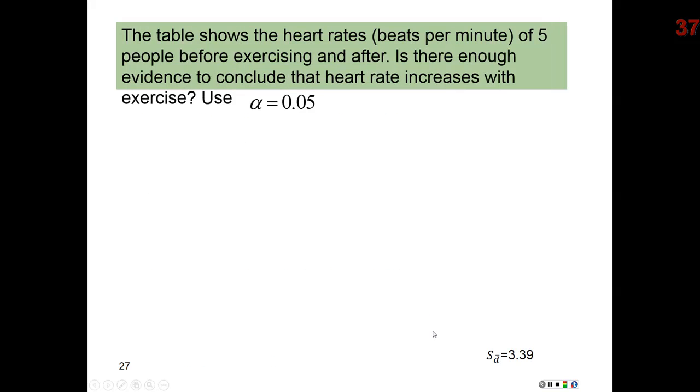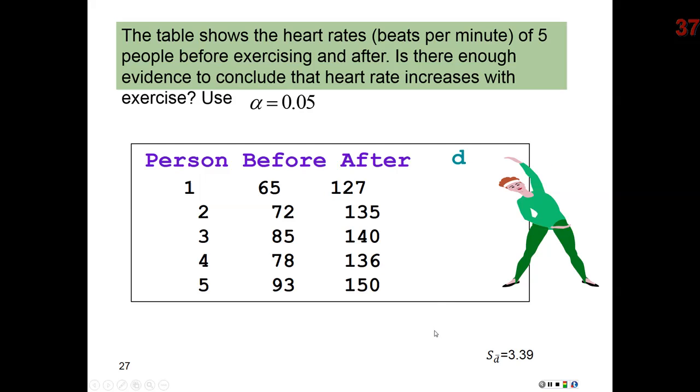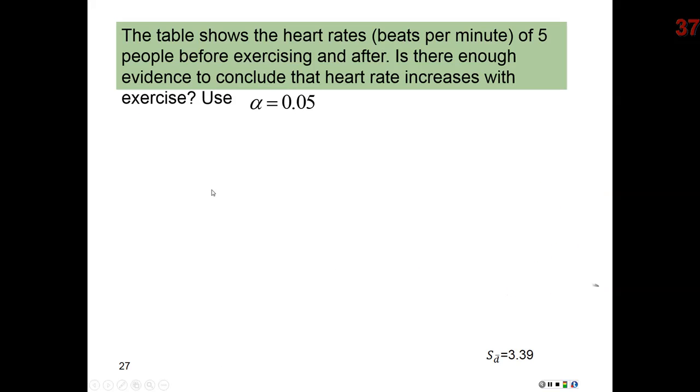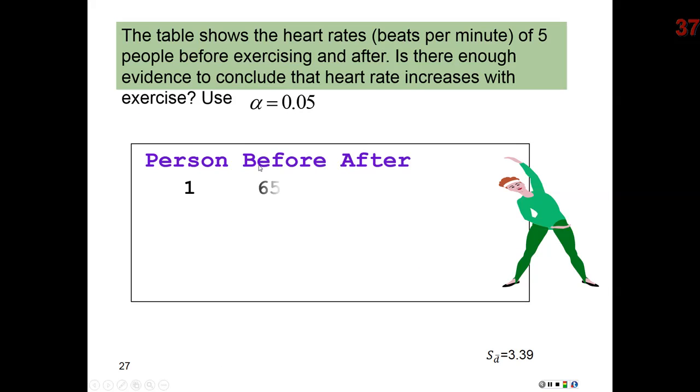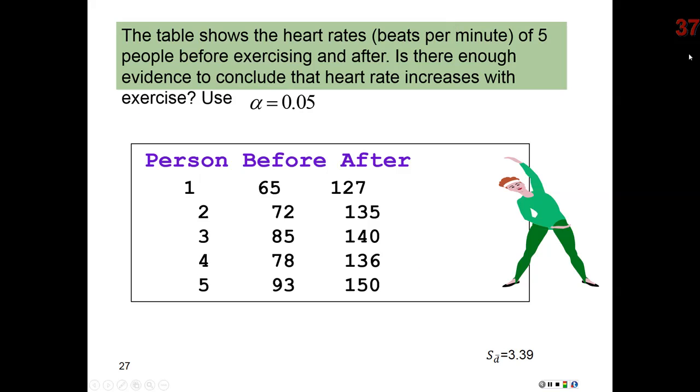Now, I'm going to do this one just because I want to make sure that you've seen one of these. The difference between this one and the other ones that you saw is that now you have dependent sampling. Notice the idea here is before and after. So in this case, the table shows the heart rate beats of 5 people before and after exercise. We want to know if there's enough evidence to conclude that heart rate increases with exercise.